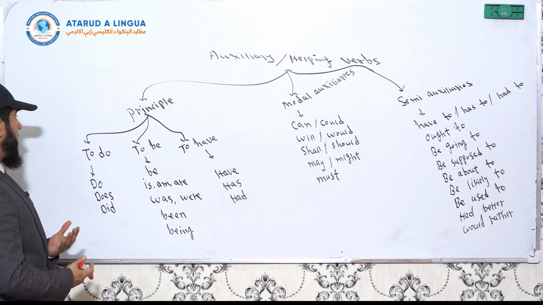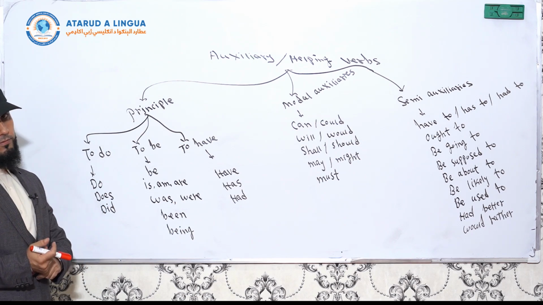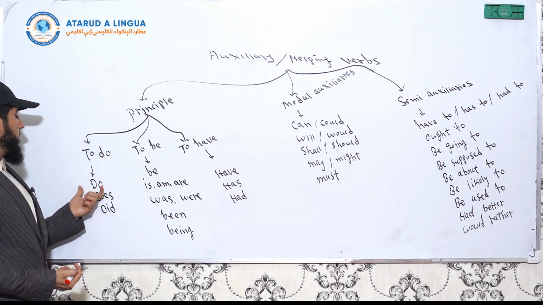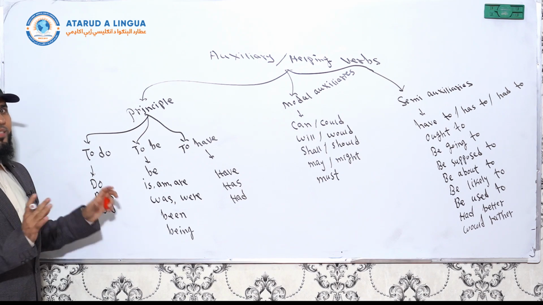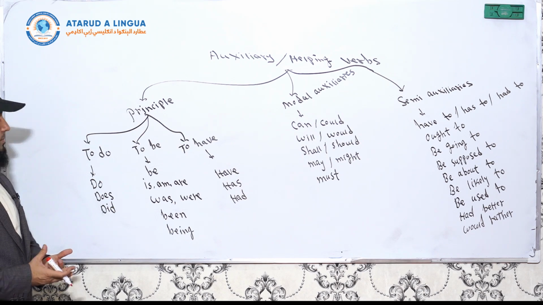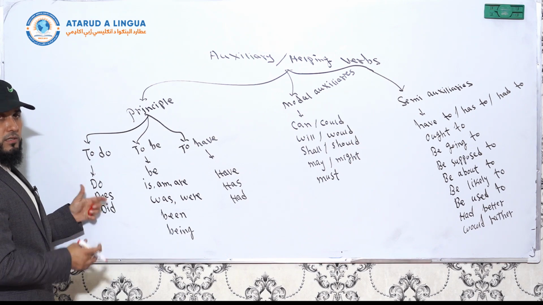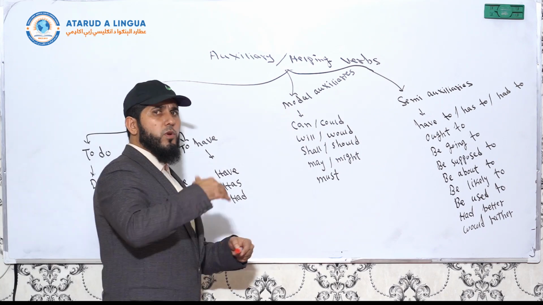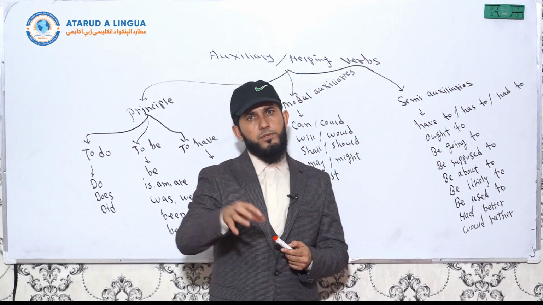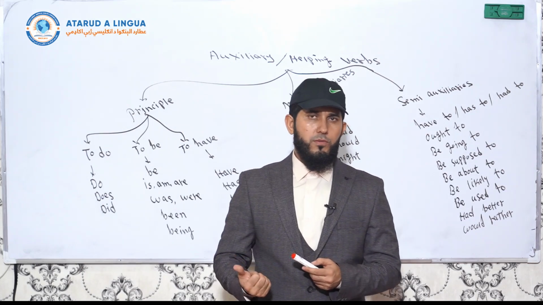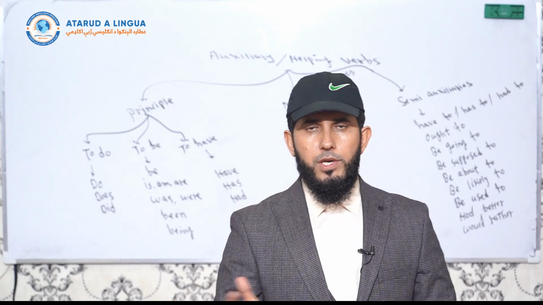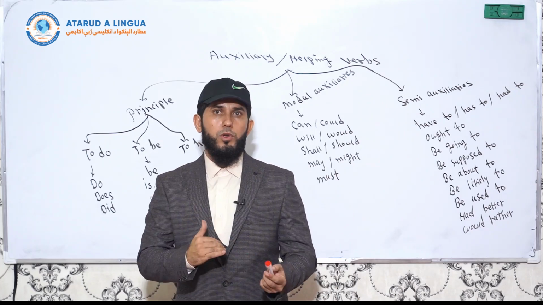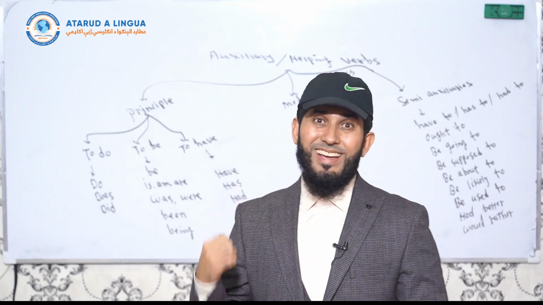First, principal auxiliary verbs are to do, to be, to have. To do: do, does, did. Now the third form of do is done, but that is not used as a helping verb. Do, does. These two are used in simple present tense to form our interrogative and negative sentences. If your subject is third person singular, he, she, it, or a singular noun, Ahmad, Mahmoud, or the student, or the boy, or the girl, you use does.